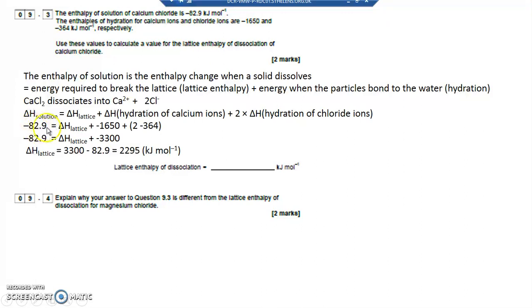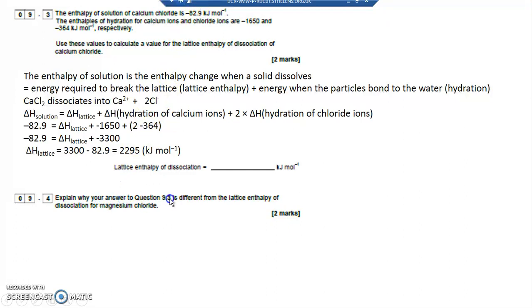the enthalpy of solution, minus 82.9, is the lattice enthalpy added to minus 1650, which is the energy that's released when calcium ions bond to the water when they get hydrated, and 2 lots of minus 364 because there's 2 moles of chloride ions in there. That ends up as minus 82.9 is the lattice enthalpy plus minus 3300. Take that across to the other side. 3300 minus 82.9 is 2295, and it's in kilojoules per mole.